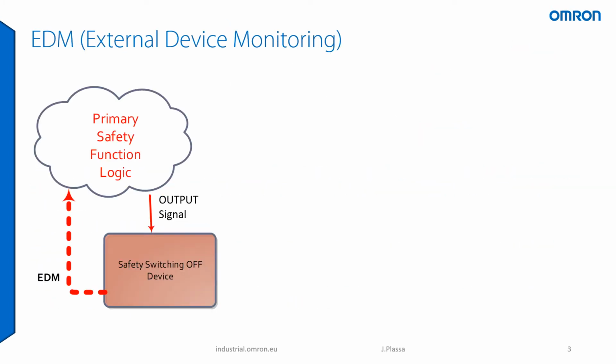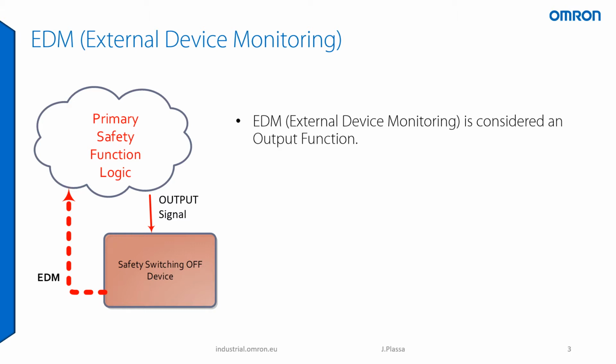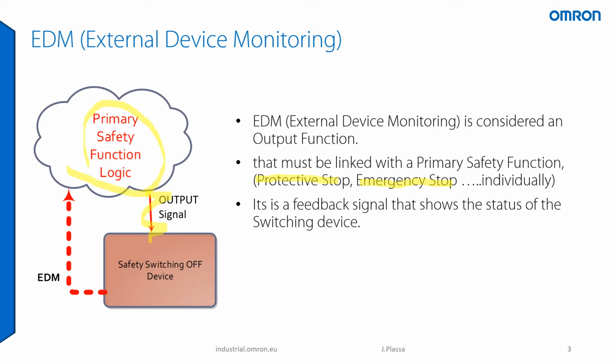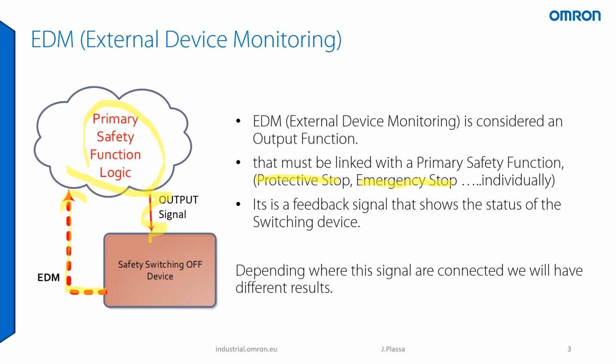The external device monitoring is considered an output function. That means this function is linked with the primary safety function. This primary safety function can be a protective stop, an emergency stop, a zone, or individually. So this signal is a feedback that comes back to the primary safety function and is looking for the switching device and its status. Depending on where the signal is connected, we will have different results.